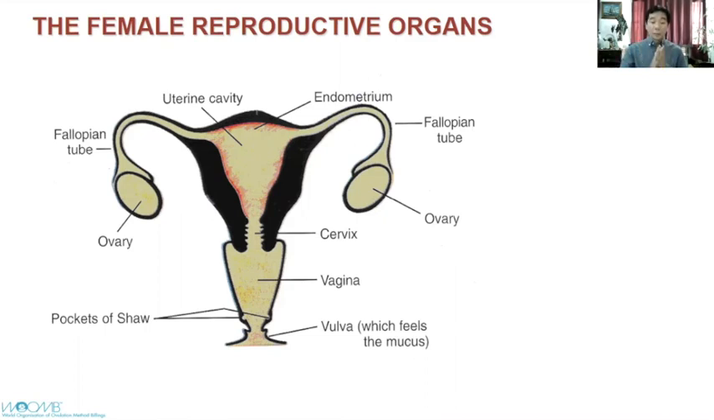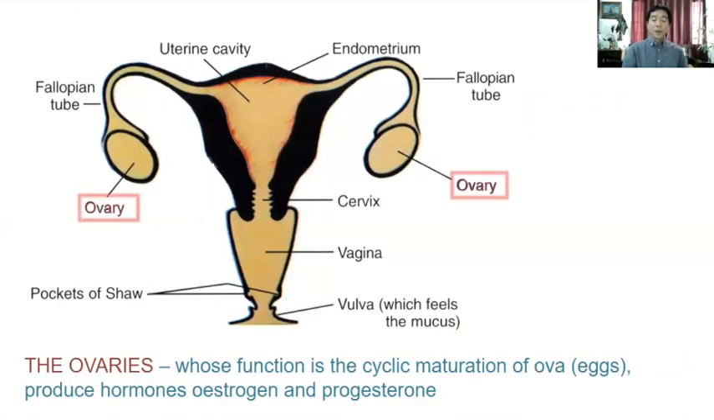Starting below, we have the vulva, followed by the pockets of Shaw. You have the vagina, the cervix, the two ovaries, the two fallopian tubes. You have the uterine cavity. In Filipino, it's known as the bahay bata. Now, let us go to the different parts one by one. First, let us study the two ovaries.